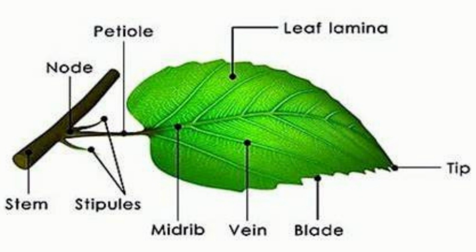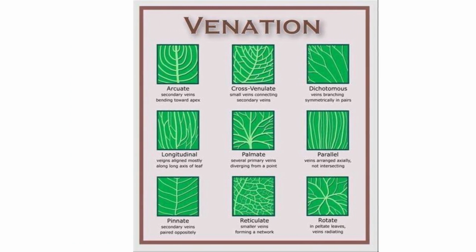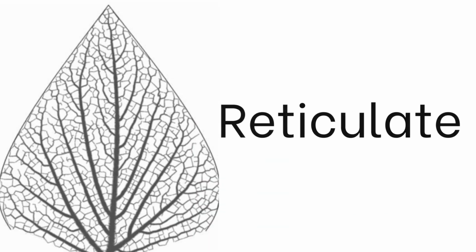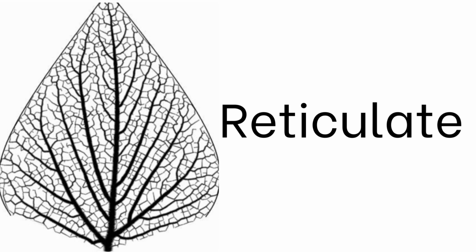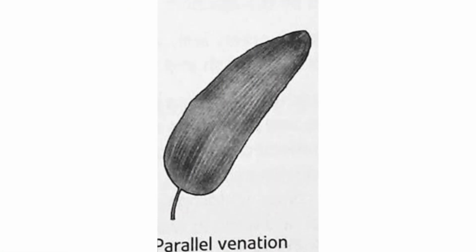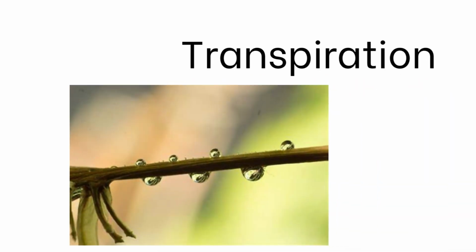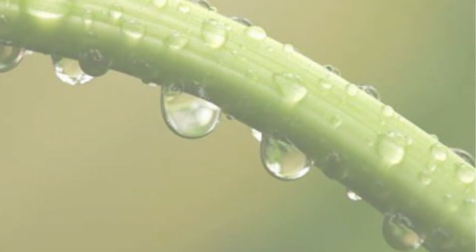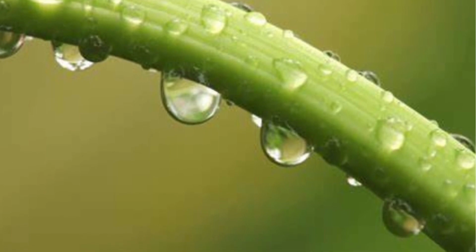The design made by the veins in the leaf is called leaf venation. If this design is net-like on both the sides of the midrib, the venation is reticulate. In the leaf of a grass, you might have seen that the veins are parallel to one another. This is called parallel venation. Water comes out of the leaves in the form of vapor by a process called transpiration. Plants release a lot of water into the air through this process.